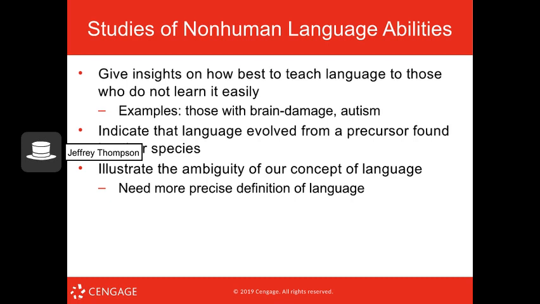So, the more we study language in other species, the more we understand how language works in our brain. When there are people who have deficiencies in language, we can better understand the mechanisms behind it and better help them. We understand that our language evolved from things that are present in other species, but also the more we try to define it and understand it, the more we realize that our concept of language is pretty ambiguous because there are lots of things involved in language.